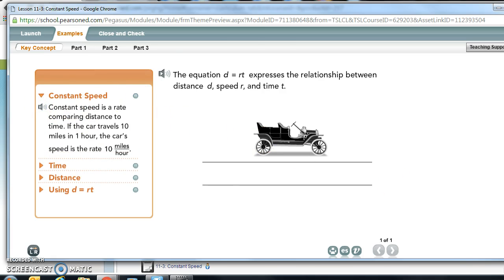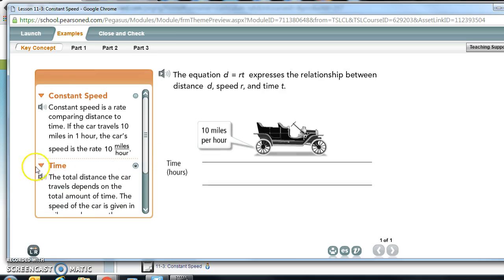Constant speed is a rate comparing distance to time. If the car travels 10 miles in 1 hour, the car's speed is the rate 10 miles per hour. So a constant speed is a rate. Sometimes kiddos say, hey, Miss S, why is speed abbreviated with an R? They're comparing it to a rate. So constant speed is actually a rate, meaning a comparison. If you think about it, we're using the words miles per hour, so they're comparing two things, miles and an hour, as a ratio or a rate.